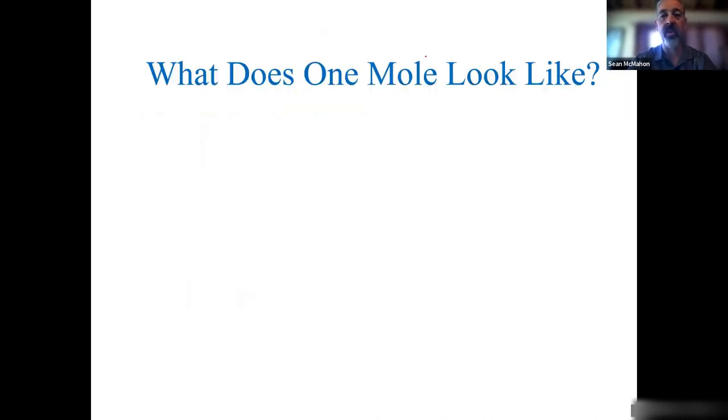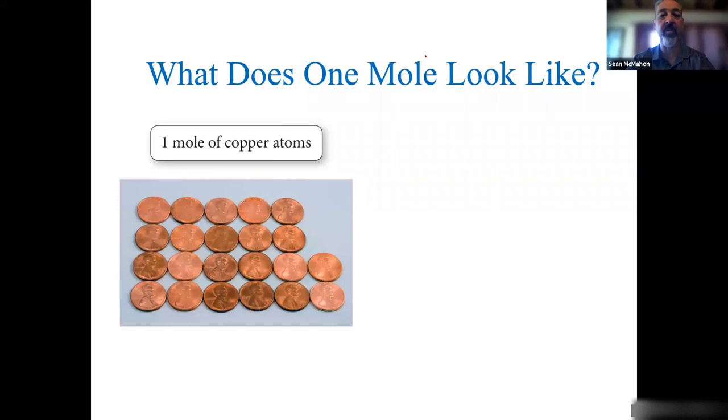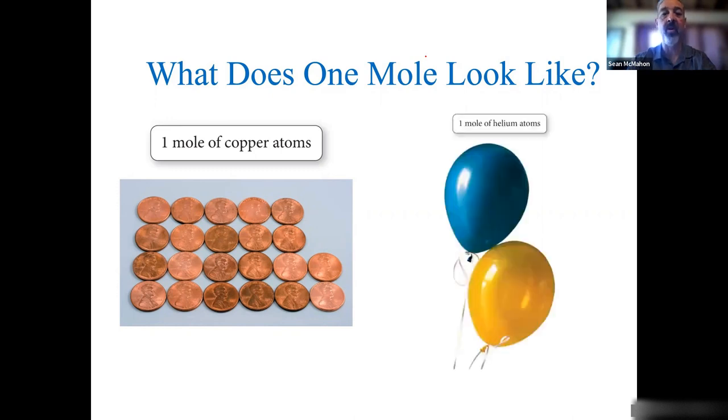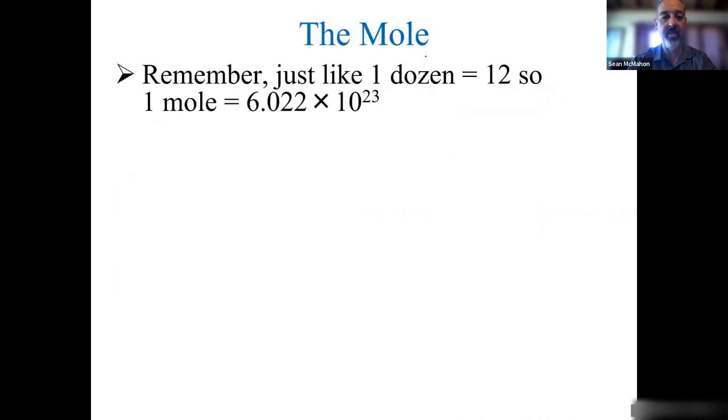So what does 1 mole look like? Well, a mole of copper atoms, now these would have to be pre-1982 pennies, but that's what it would look like, 63.55 grams. 1 mole of helium atoms would weigh 4 grams.